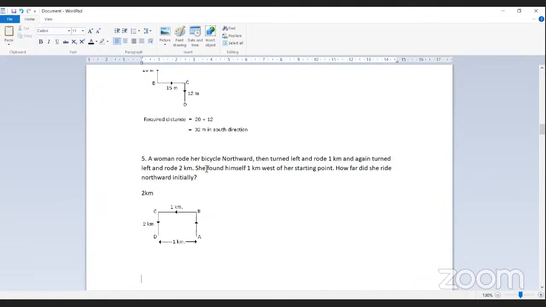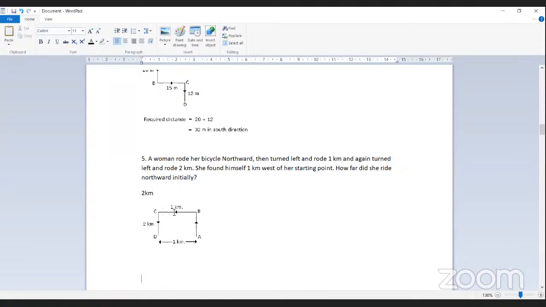Okay. So the woman rides northward. Then turned left and rode 1 kilometer. One more thing, they have not mentioned how much distance she's riding northward. So the AB distance is not mentioned. Then turned left and rode 1 kilometer.